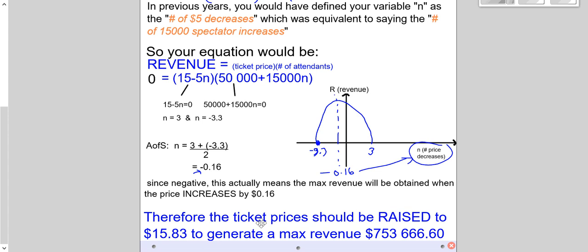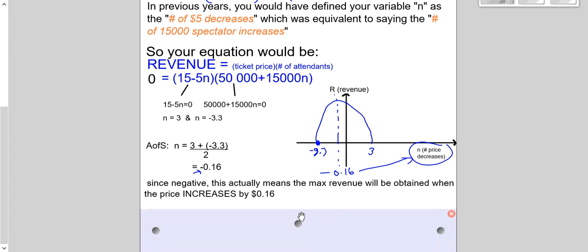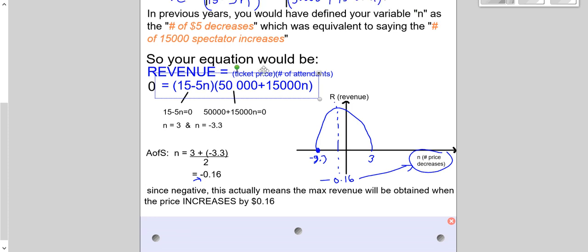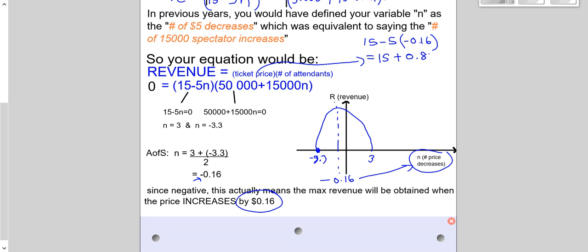Where did that come from? Hold on. Oh, I skipped a step. The big step. We have to go figure out the price. Which one of these gave us the price? So your equation was ticket price times number of attendants. So if I know I'm going to increase my price by 16 cents, let's go back here to my ticket price equation. So 15 minus 5 times n. We now know n is negative 0.16. And so my ticket price is going to be $15, and then there's your plus, and there's where the 83 cents comes in that I showed you already, right?